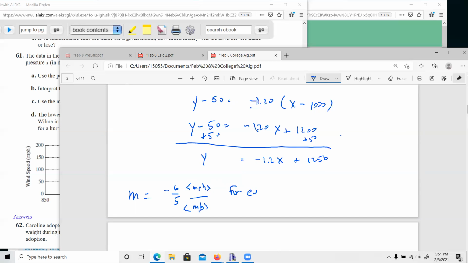So for every, let's say it this way, you can put the negative here, here, or here. It doesn't really matter where you put it, okay? We're going to use whatever makes the most sense for us. So let's see, for every drop in 5 millibars of pressure, then, so it's going down, right? There's a negative there. We gain 6 miles per hour.